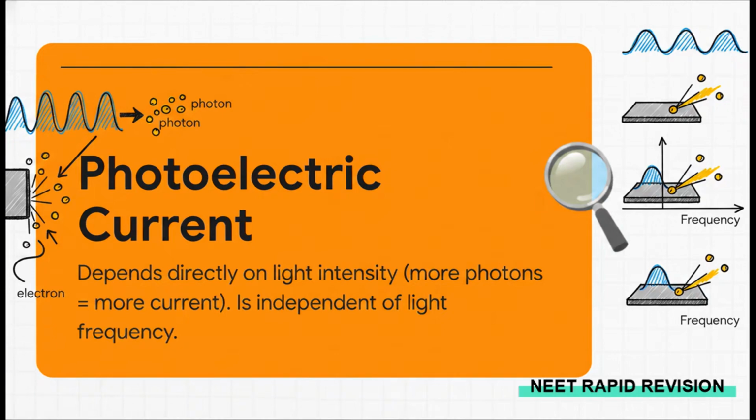So, concept clear here? The photoelectric current is directly tied to the light's intensity. More intensity means more photons, which means more current. That's what graph A shows. But the current does not depend on the frequency, as long as you're above that minimum threshold. And that's exactly what graph D shows.